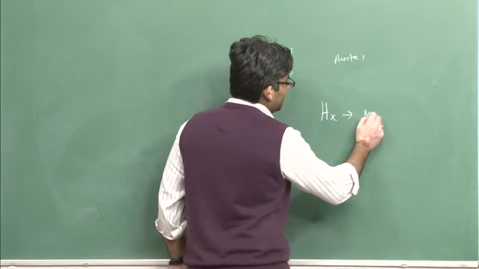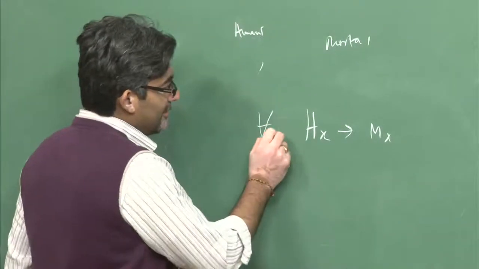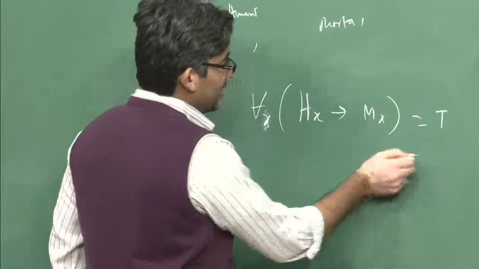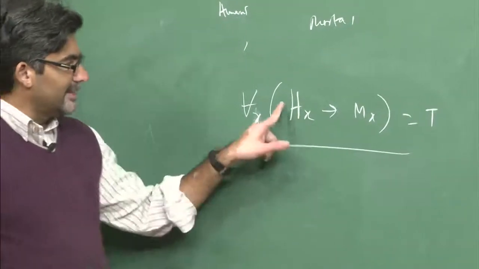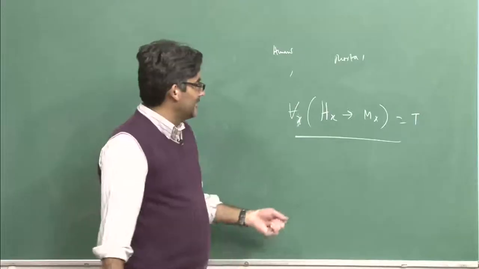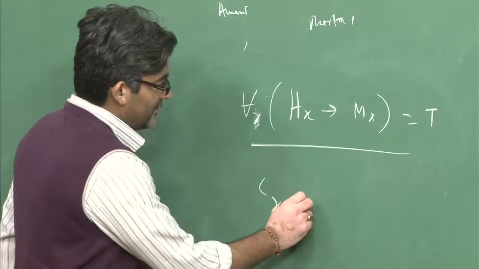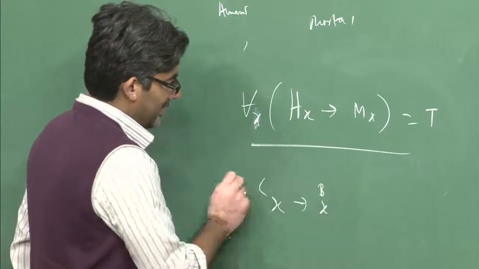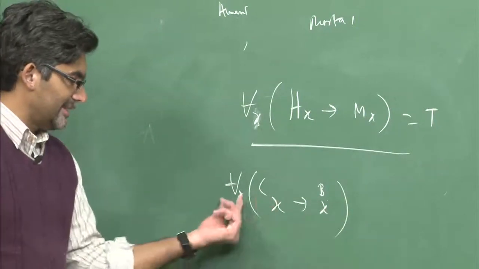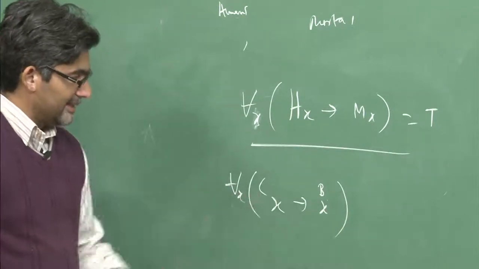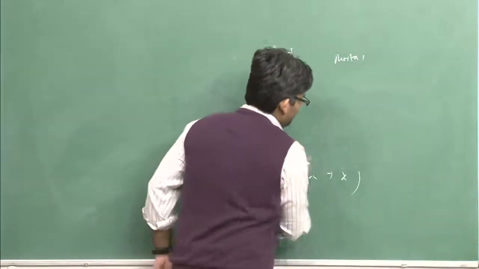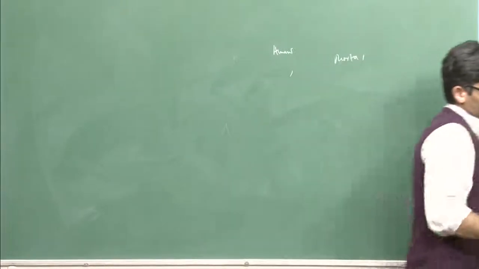For all X, H(X) implies M(X). For all such substitutions of X, if this becomes true, then we write it this way: for all X, if X is a human being, then X has to be mortal. In the same way, all crows are black. So if X is a crow, then X has to be black. If it happens for all the crows that you have seen so far, then it should be written in this particular sense. So this is what we mean by truth set.